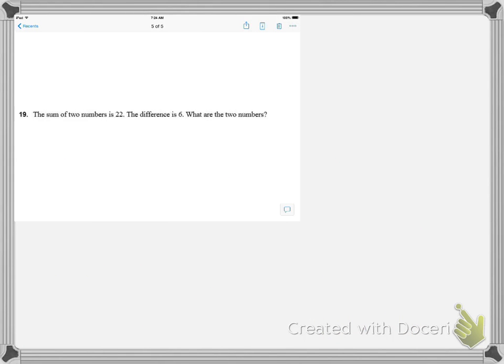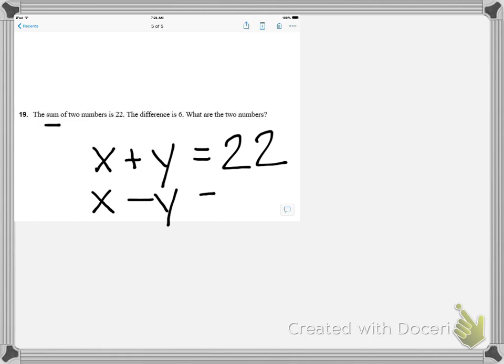Okay, our last problem. A lot of us avoid story problems and we can't. When you have the sum of two numbers is 22 and the difference is 6, okay, I'm going to let x equal one number and y equal the second number. So the sum means to add, so I've got x plus y equals 22 because we don't know what the numbers are yet. The difference of these same two numbers is 6. So I'm going to do the difference of these two is 6.